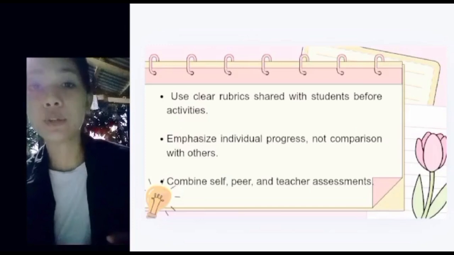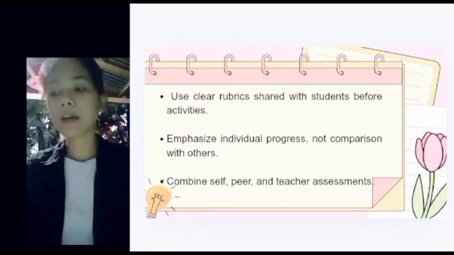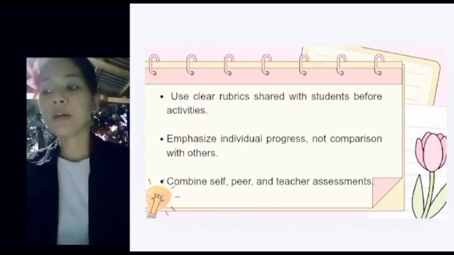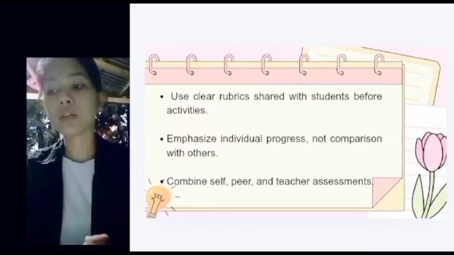The third is to combine self, peer, and teacher assessment. This means that art evaluation should include three perspectives: the students' own reflections or self-assessment, feedback from classmates or peer assessment, and the teacher's assessment. This helps students become aware of their strengths and improve and learn.